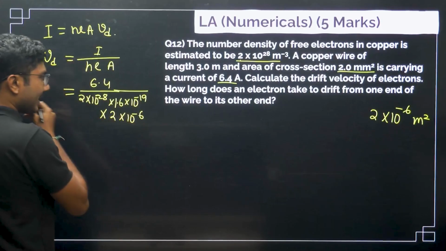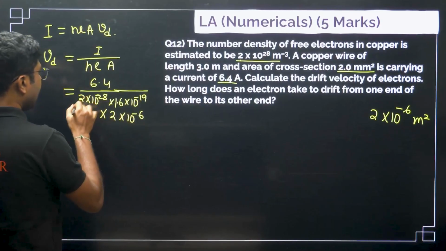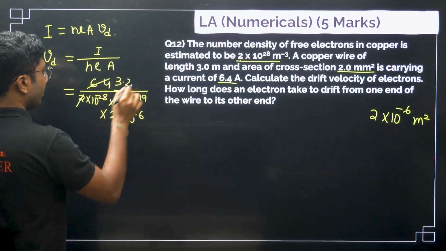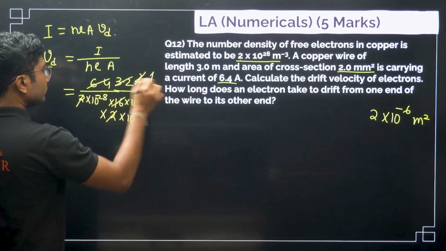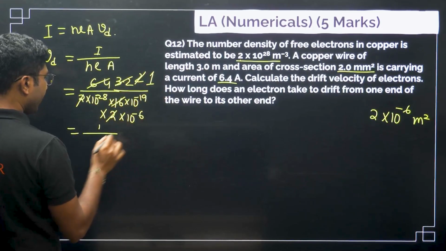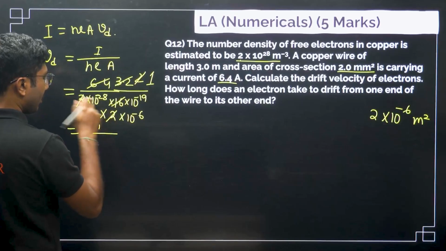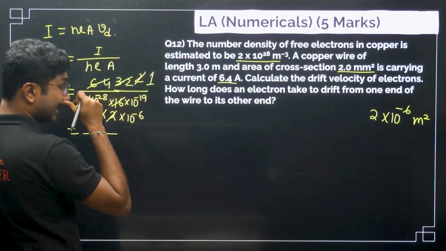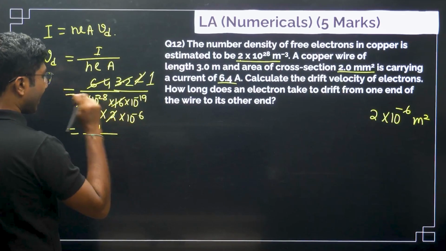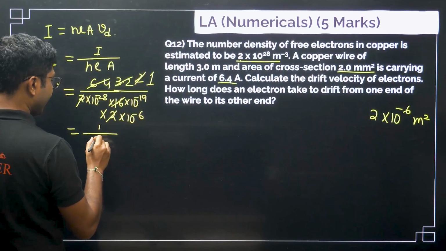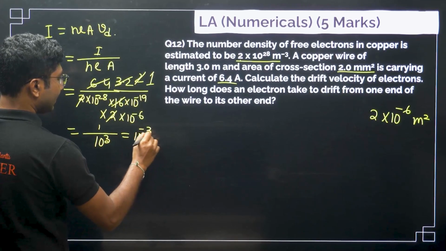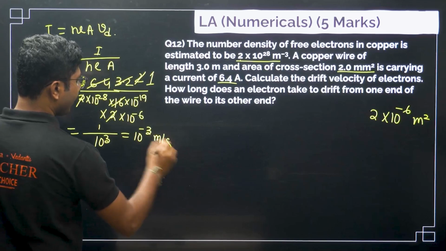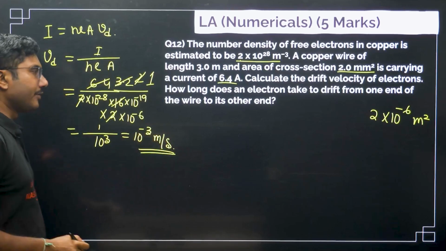Now let's simplify this. So it will be 3.2, it will be 2, cancels 1. So 1 divided by 10 to the power of 28. Minus 19 means 10 to the power of 9, 9 minus 6, 3. So 10 to the power of 3. So it will be 10 to the power of minus 3 meter per second is the drift velocity. So this is the expression for drift velocity, right?